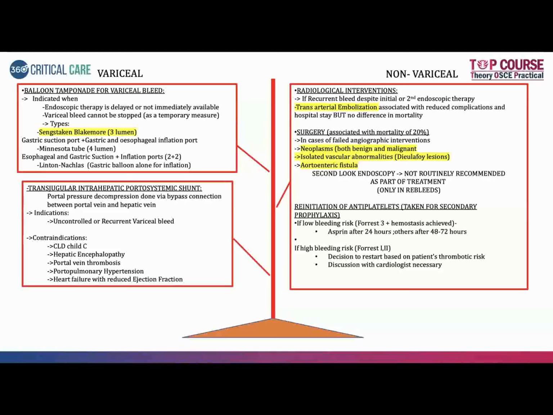Okay, if the cardiac risk is low, then you can wait for 48 to 72 hours. If the bleeding risk is very high, that is a spurting or an oozing vessel, the decision to start the antithrombotic therapy should be considered carefully. It should be discussed with the cardiologist and then decided.